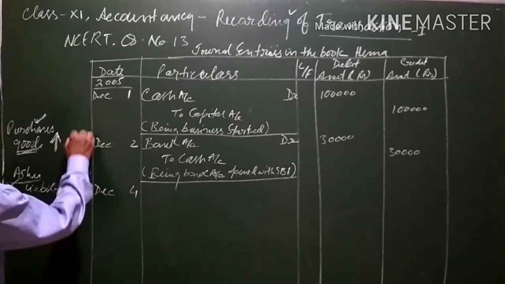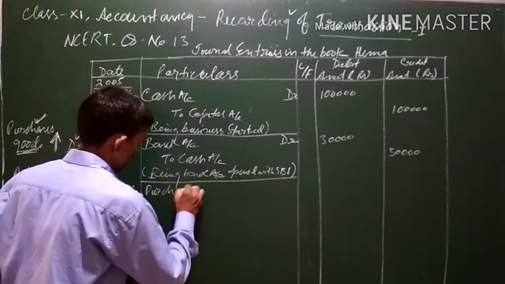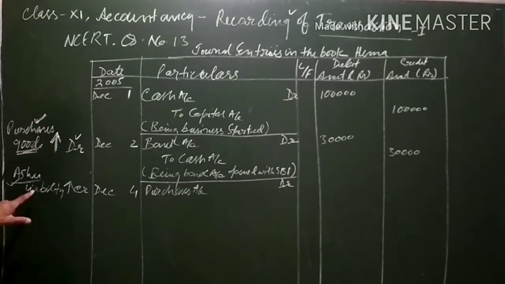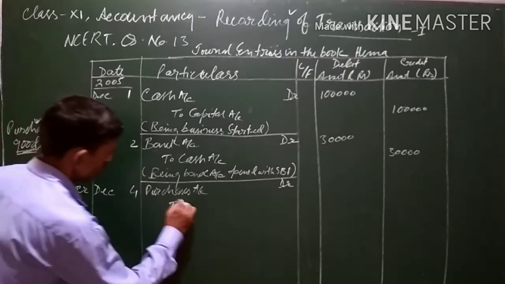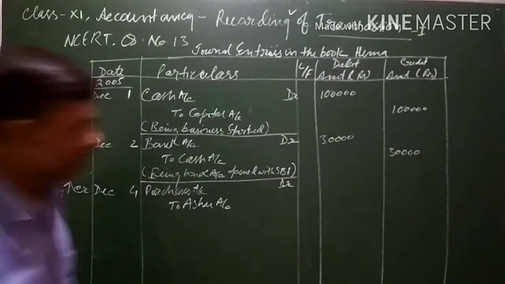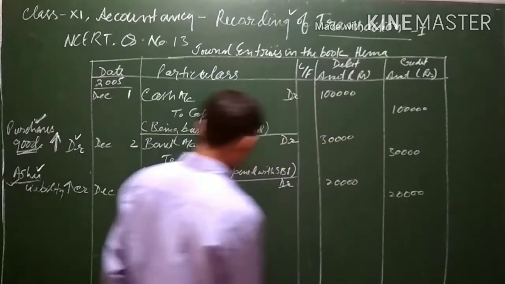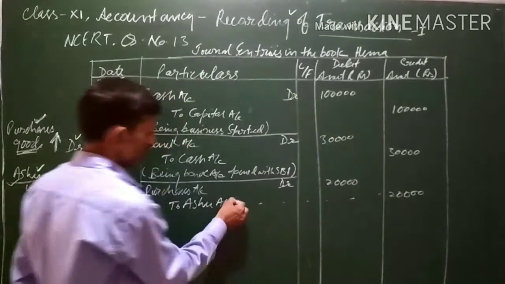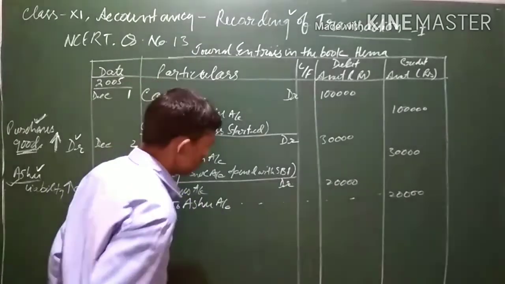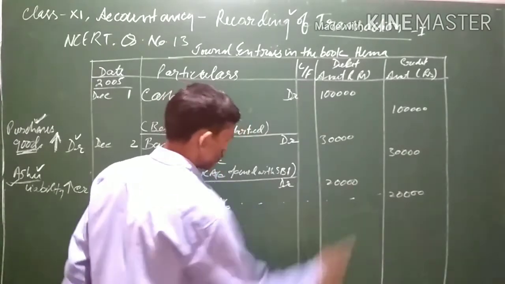So first of all, we write the debit account. Debit account will be purchases account. Purchases account debit. And thereafter we write the credit account. Credit account here is Ashu account. To Ashu account. Amount is 20,000. 20,000 in the credit column also, in front of Ashu, it should be written. It should be kept in mind that the debit amount should be written in the debit column in front of the debit account, and the credit amount should be written in the credit column in front of the credit account.